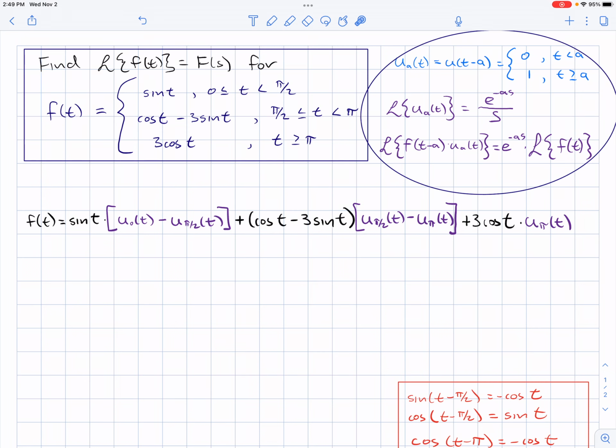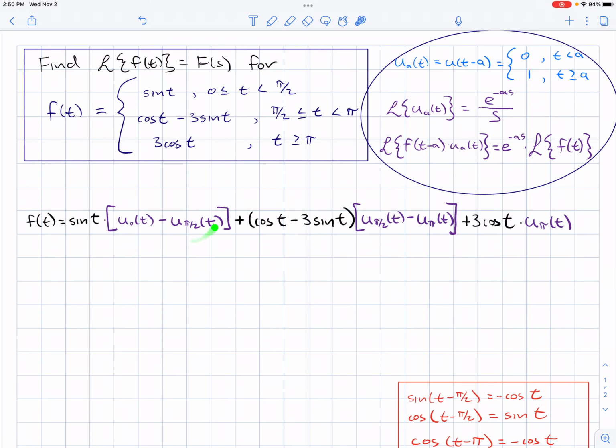So to start this problem, I have already written the first step, which is essentially to rewrite the function in terms of the step function using those intervals you see here. Just to go over how that works, sine of t we want to be true for the interval 0 to pi over 2, and when you look at the step function where a is 0 and the step function where pi over 2 is the a, to the left of 0 you'll have 0, to the left of pi over 2 you'll have 0, and to the right of 0 you'll have 1 for the step function where a is 0.